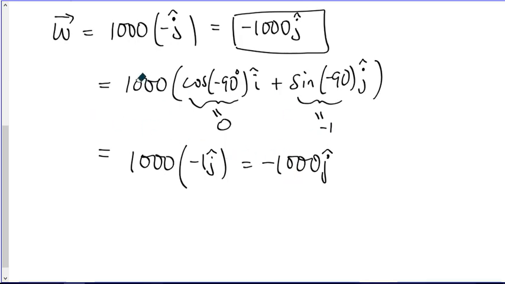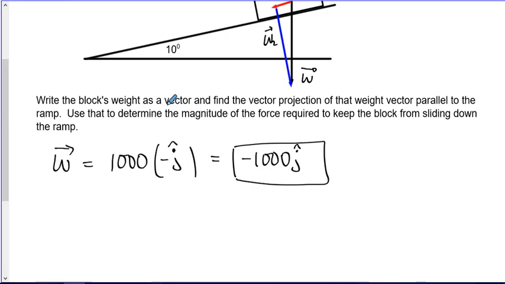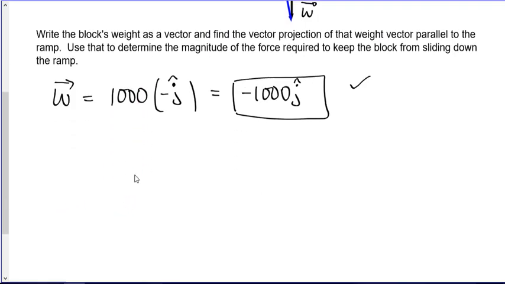But we don't really need all this. This is something you could just do mentally. So write the block's weight as a vector. That's done. And find the vector projection of that weight parallel to the ramp. One way to do that, with the material I've presented in this section, is to produce a vector for the ramp itself. You don't have any information about the length of the ramp, and it won't matter what length you use. So a good choice here would be to just create a unit vector in the direction of the ramp.